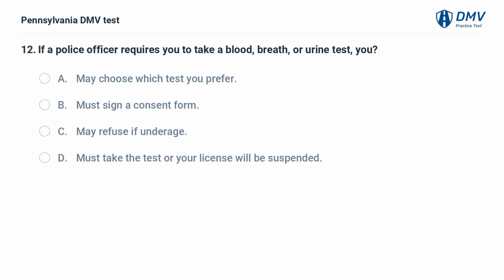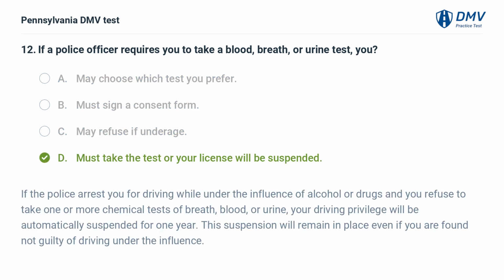If a police officer requires you to take a blood, breath, or urine test, you A. May choose which test you prefer. B. Must sign a consent form. C. May refuse if underage. D. Must take the test or your license will be suspended. D. Must take the test or your license will be suspended.